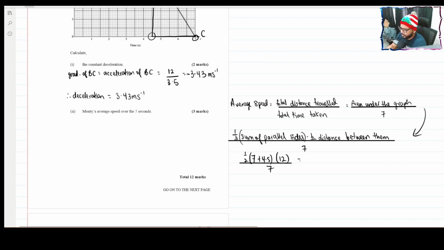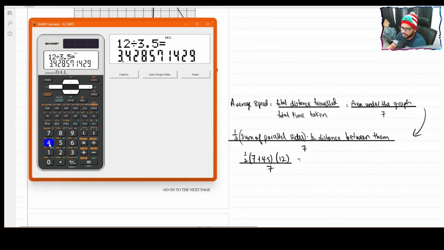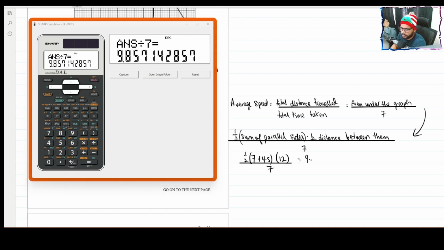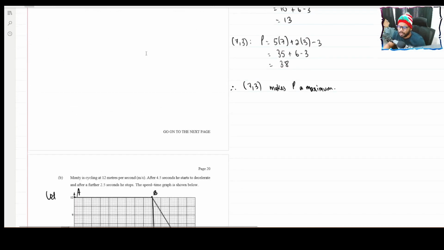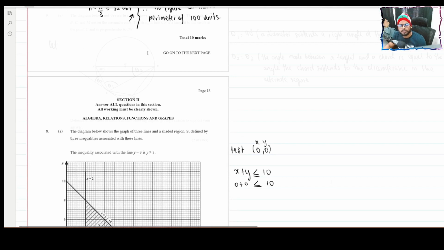Let's see what the numerator is. 1/2 into 7 plus 4.5 multiplied by 12. 69 divided by 7 is 9.857 meters per second, sorry. Meters per second to 3 decimal places. And we're good to go for number 8, I believe. Good to go for number 8.